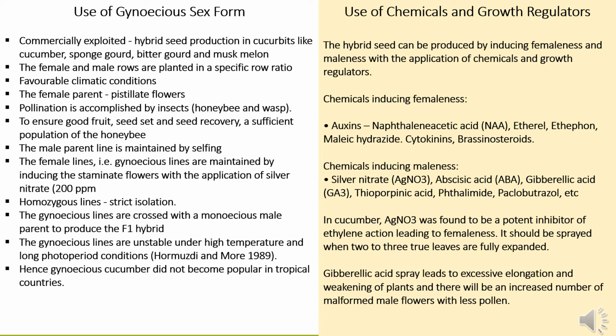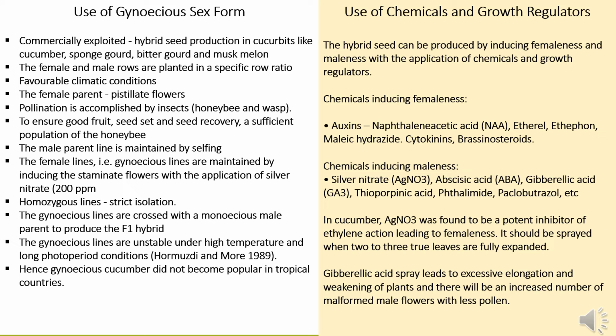of cucurbits like cucumber, sponge gourd, bitter gourd, muskmelon, etc., where the female and male rows are planted in a specific row ratio under favorable climatic conditions. The female parents are pistillate flowers, and pollination is done by insects like honeybees and wasps, where a good population is maintained of the honeybee to ensure good fruit, seed set, and seed recovery.